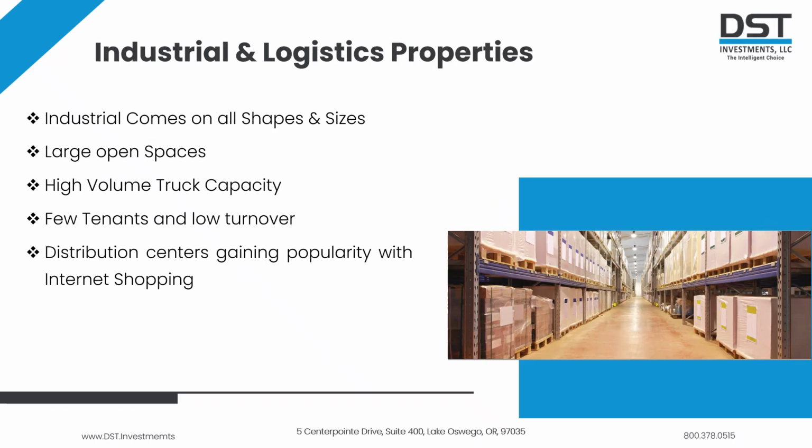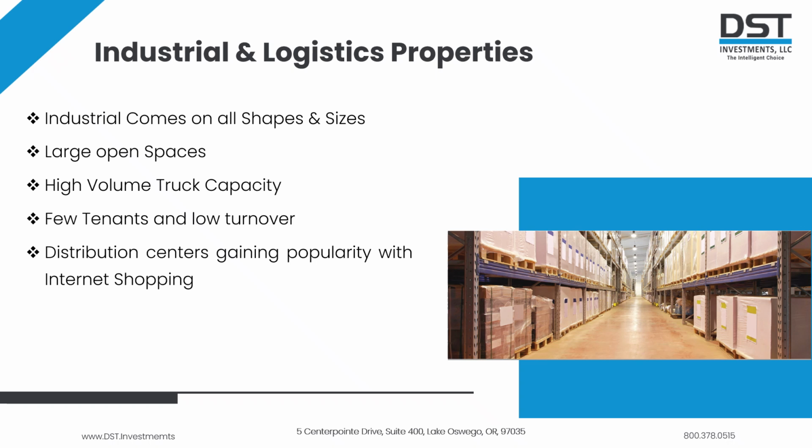Industrial real estate remains one of the strongest and most sought after asset classes in the DST marketplace. These properties include distribution centers, warehouses, logistics hubs, manufacturing facilities, cold storage, and last mile delivery centers that support today's supply chain. Demand continues to be driven by e-commerce, supply chain modernization, and domestic manufacturing, making industrial properties an important part of many real estate portfolios.